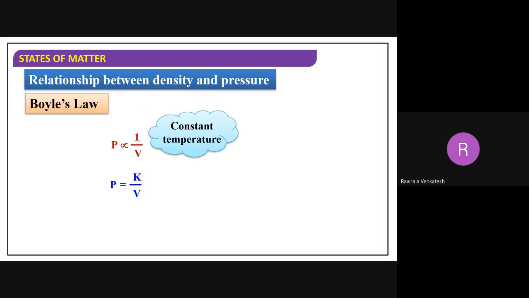Pressure is inversely proportional to volume. P is equal to K, already discussed. Now we can also write density is equal to mass by volume, correct or not? Density is equal to what is the formula? Mass by volume. Right. Now we put this value here.